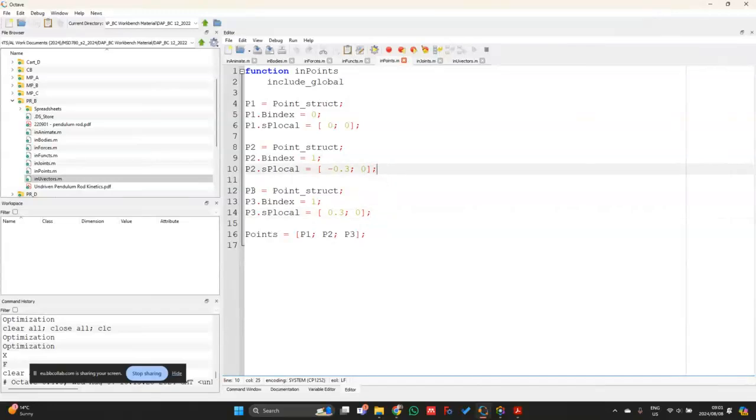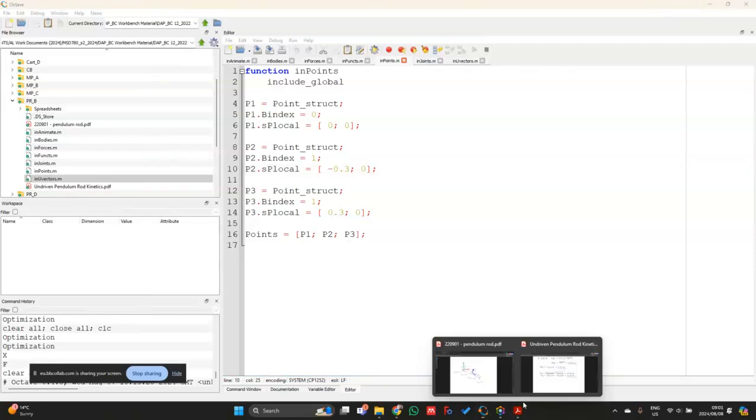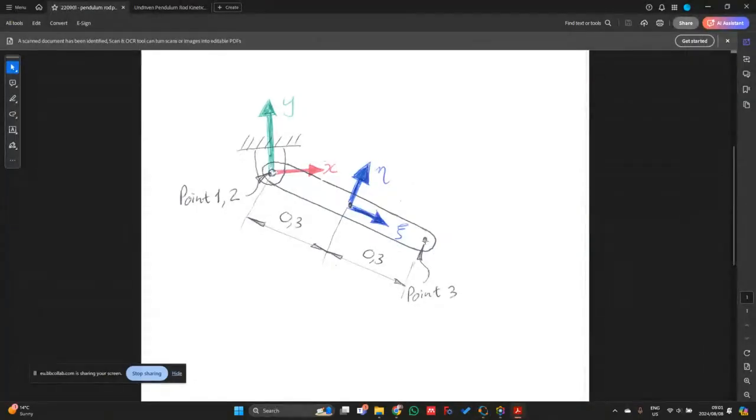Okay, so then that point is specified. Then I can also just go and specify point 3. So initialize it as a point structure, define the body as being body 1, and then its local coordinates will just be on the other side. So this point over here. And since that is then in the positive xi direction, it's going to be 0.30.